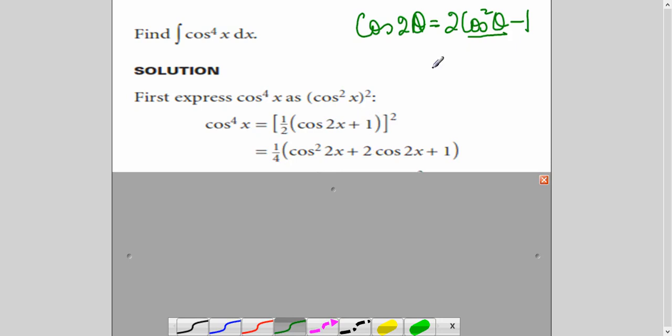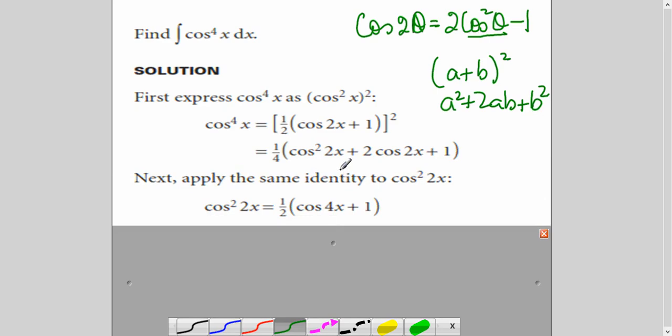And you know how this becomes this? Remember this algebraic identity? It becomes a square plus 2ab plus b square. Exactly the same identity we are applying here. This is my a, this is my b, so a square plus 2ab plus b square. After that, this is fine. I can integrate it. You see why we are doing all this, because we have to replace this thing by this. But again, there is cos square another time. So now you have to apply this identity another time, but this time it is cos square 2x.